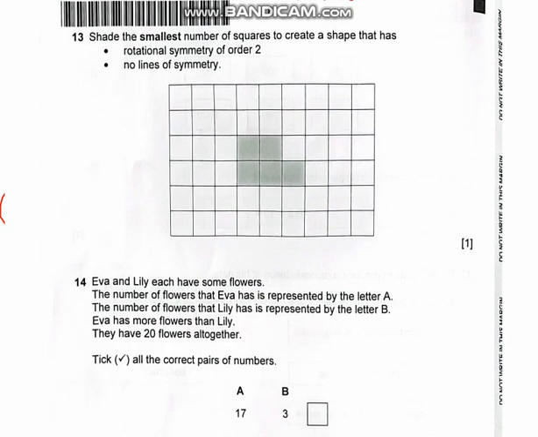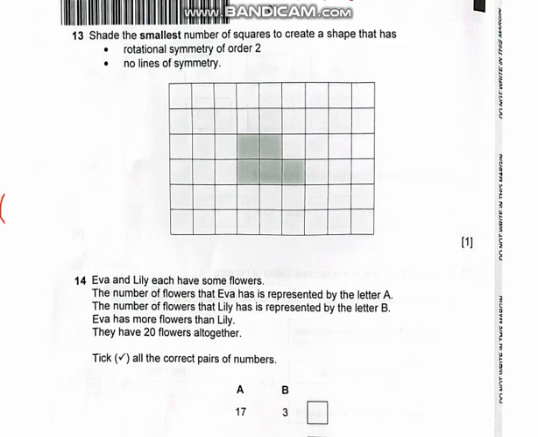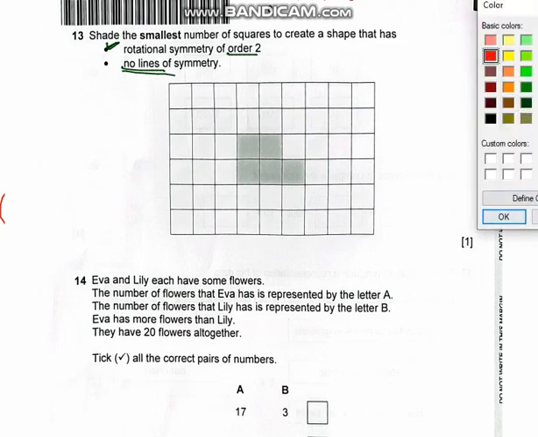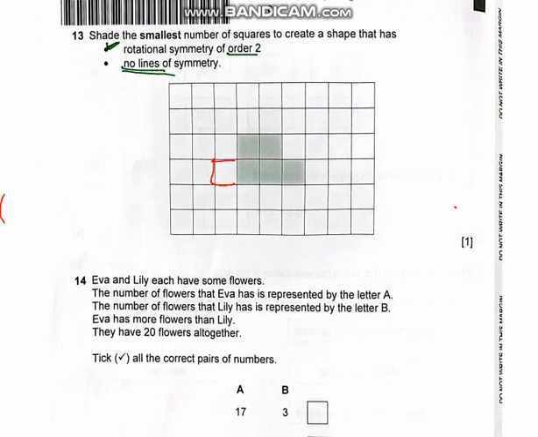is shade the smallest number of squares to create a shape that has the rotational symmetry of order 2 and no line of symmetry. I have already explained the rotational symmetry in one of the videos that I have made for you. So I will just explain how you can draw another square over here to make it equal to the rotational symmetry of order 2 and no line of symmetry, my dear. So suppose you are making a square right over here, it is exactly the line of symmetry in the middle which is passing. But in the question they say no line of symmetry, so we can't do that.